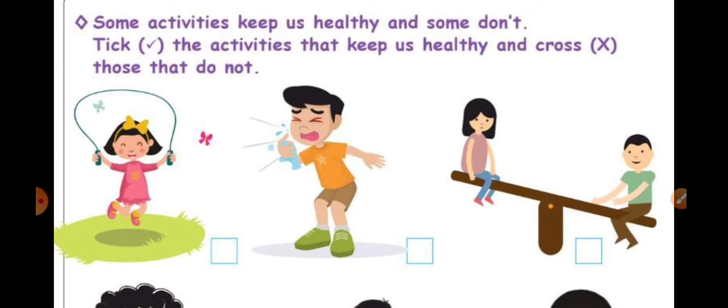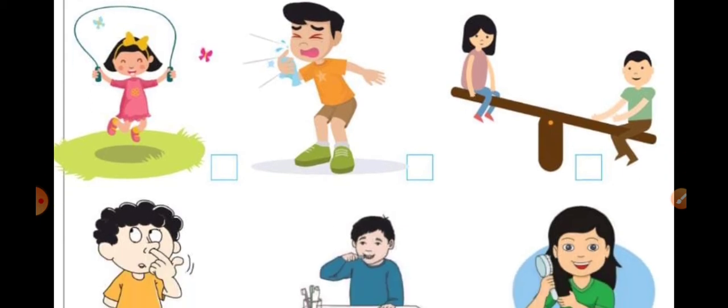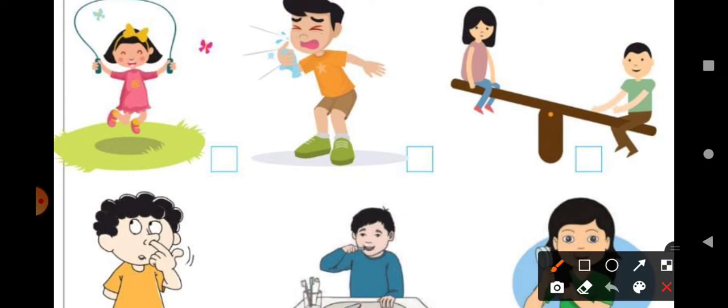And then we are going to put a tick mark for the activities which keep us healthy and a cross mark for the activities that do not. Healthy habits, we are going to put a tick mark and unhealthy, we are going to put a cross mark, okay. So first one, a girl is playing, she is doing skipping, okay. So is it healthy for her?